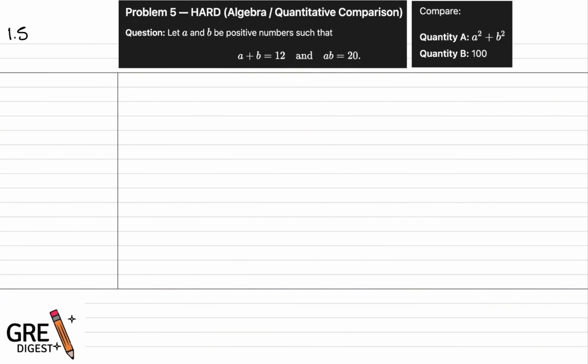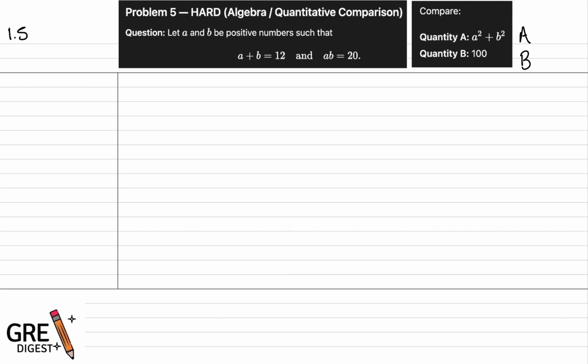All right, and now on to our last problem here, which is our hard problem of the day. We're going to let a and b be positive numbers such that a plus b equals 12 and a times b equals 20. And we're comparing these two quantities over here. Quantity A and quantity B. Quantity A is a squared plus b squared. Quantity B is 100.